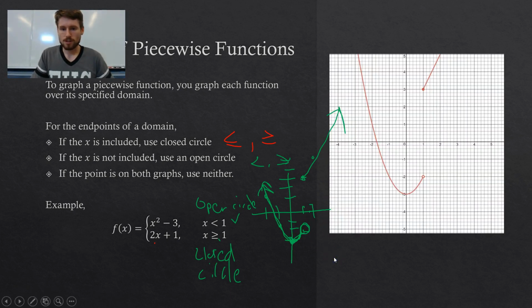So there's our graph. You can see that (1, negative 2) has an open circle right here, and (1, 3) has a closed circle right there, which says that when we plug 1 in, we get 3 as our answer. That makes sense because 1 is in the second domain, so we should use the second rule. And then there's 2x plus 1, and this is the x squared minus 3 graph.